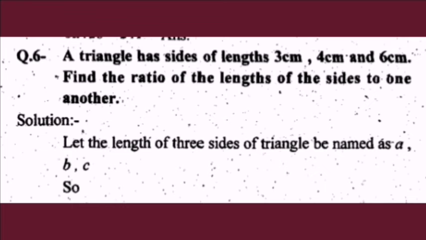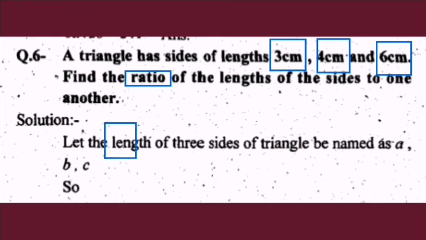Next problem, question number 6. A triangle has sides of length 3 centimeter, 4 centimeter, and 6 centimeter. Find the ratio of the lengths of the sides to one another.